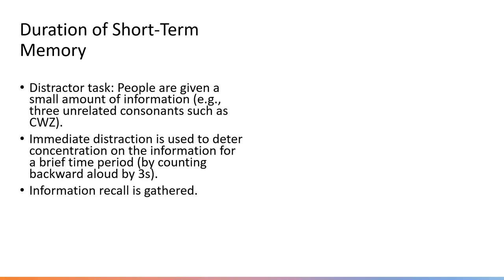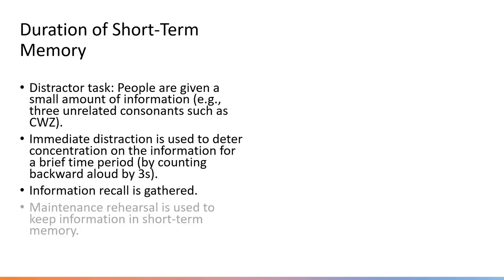The way you would lay this out in an experimental situation is you'd present the information, run the distractor, then do the recall test. You would typically have a control group that isn't exposed to the distractor task, but they're just allowed to continue rehearsing the information. And then you compare their recall scores. Maintenance rehearsal is what that control group will be doing. They're keeping that information alive in memory.